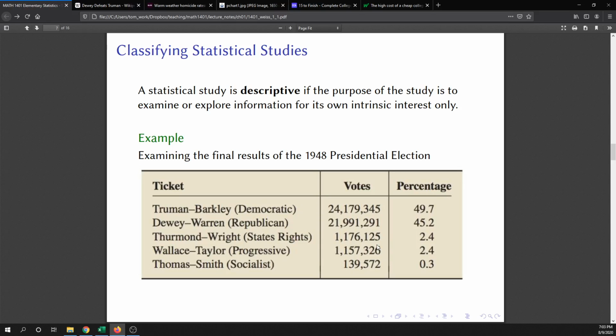First off is a descriptive study. A statistical study is called descriptive if the purpose is only to examine or explore information just for its own intrinsic interest. So you just go out and collect this information, and then you just examine the data and see what it looks like.